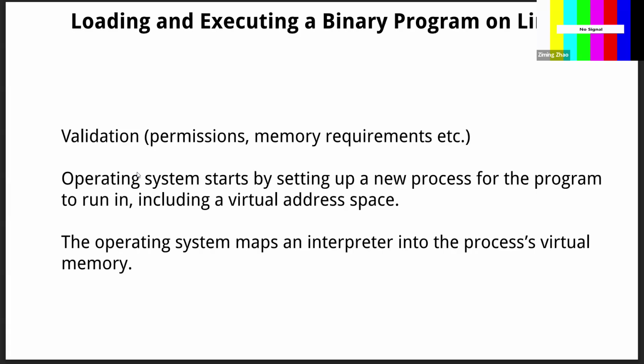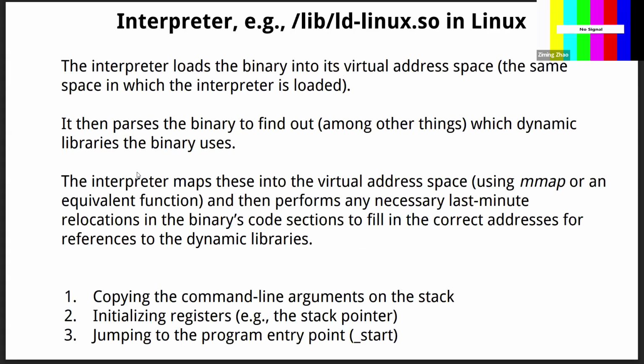So first, the OS will validate the permissions, whether you or the shell have the permission to create and run this new program. If the shell has the permission, the operating system will set up the address space for the new process, which means the virtual address space. Then it will load the program from the persistent storage, hard drive, SSD, flash, whatever, into memory.